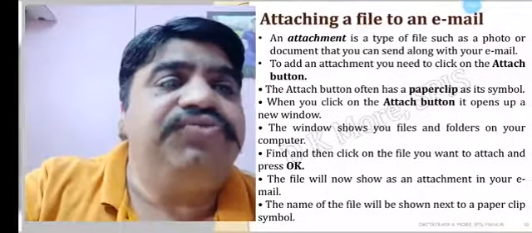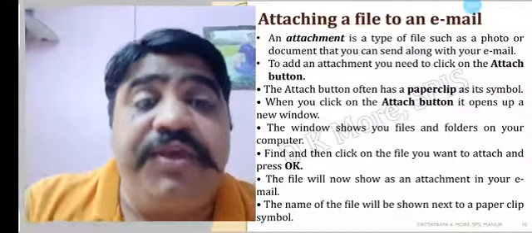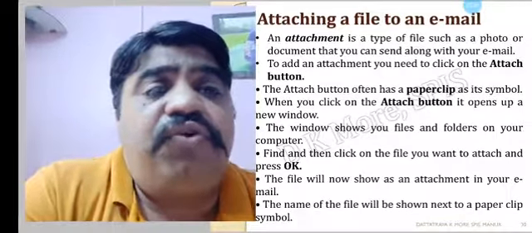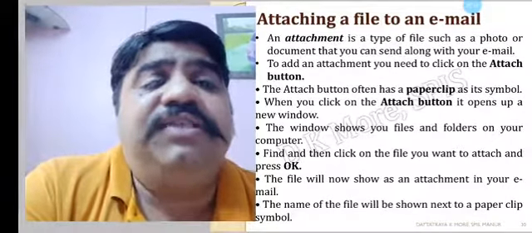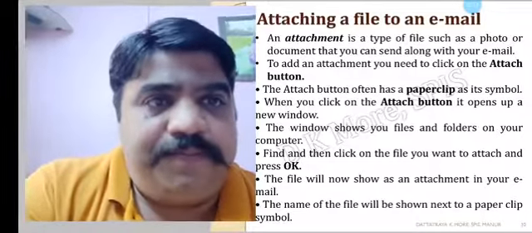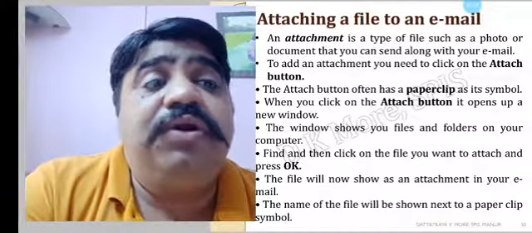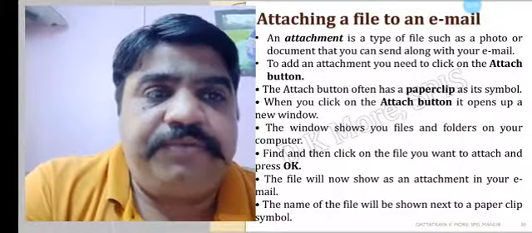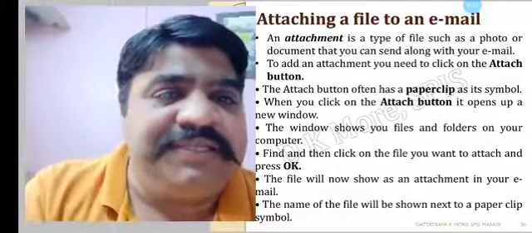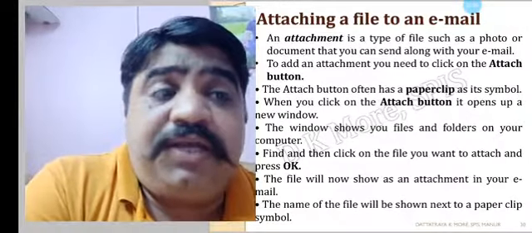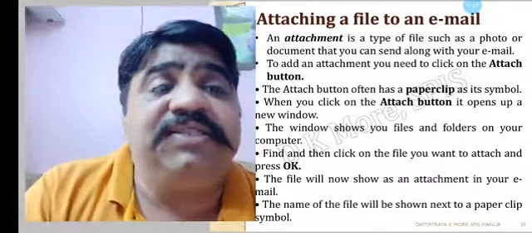Attaching a file to an email. Some attachment we can do with this email. An attachment is a type of file such as a photo or document that you can send along with the email. To add an attachment, you need to click on the attach button. One paperclip like icon is there. The attach button often has a paperclip as its symbol.